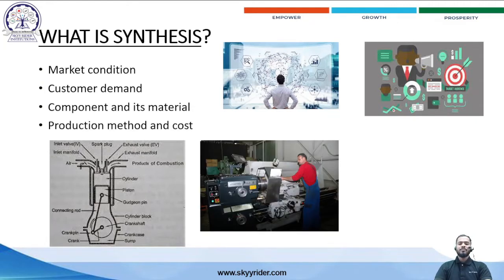Then there is the production method and cost. What will the production method be, which will be cost efficient for us, so that with a low production process we manufacture things and our cost stays low, and how much the cost is, so the company can decrease the cost. That will be suitable for the company. That's why the production method and cost is most important in the synthesis process.